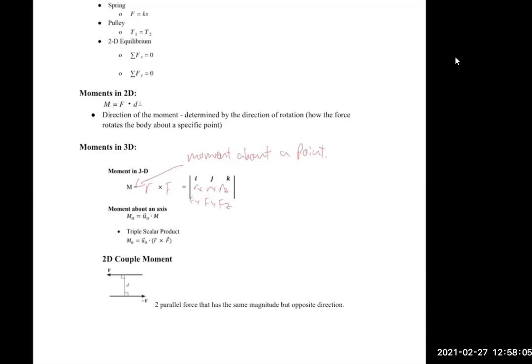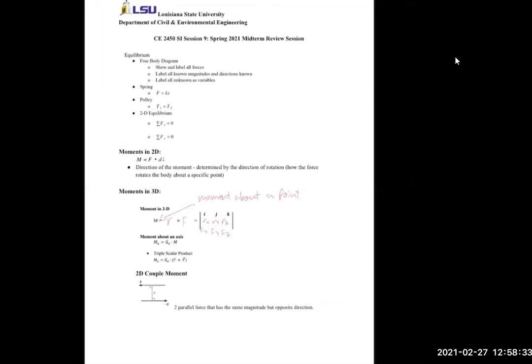Okay, and the 2D couple moment, like I said in the previous one, is two forces with the same magnitude but opposite direction, separated by their perpendicular distance, and that's how you find the moment of a 2D couple. The direction depends on whether the two forces rotate clockwise or counterclockwise. Clockwise, negative; counterclockwise, positive.